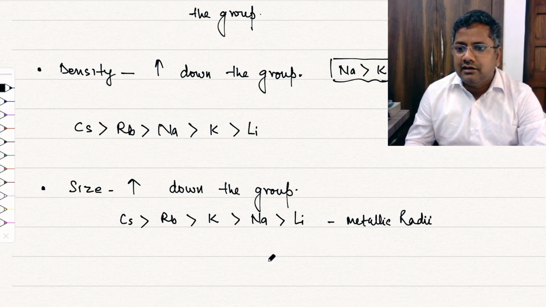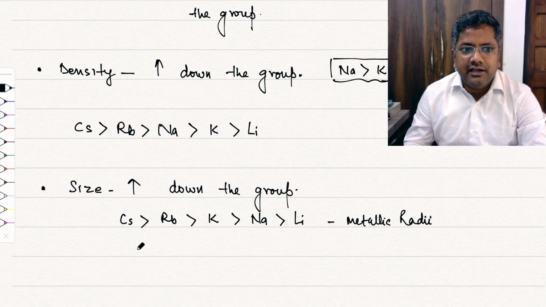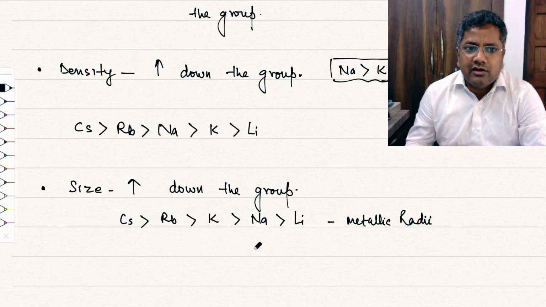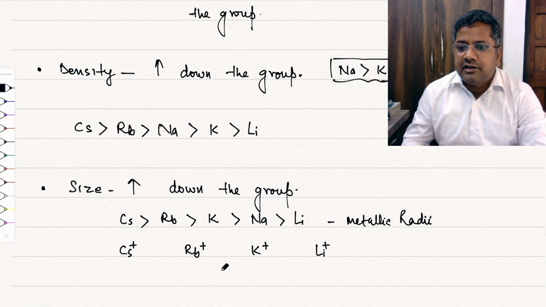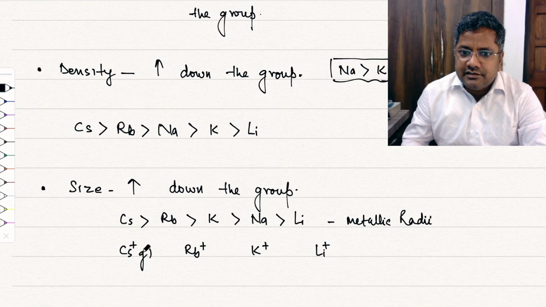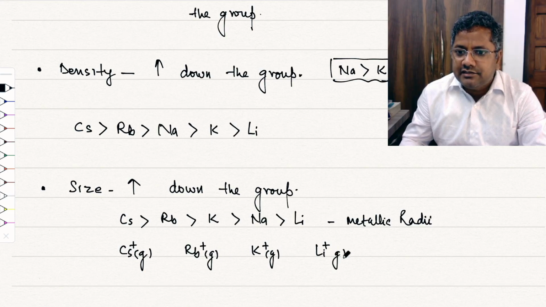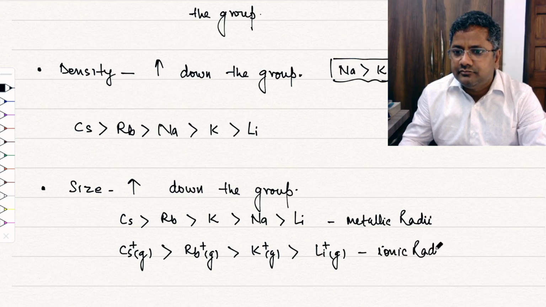But if you take ionic radii, you will have the same order of ionic radii: Cs plus, Rb plus, K plus, Li plus. But remember one thing, this is true in the gaseous phase. If you compare the size of ionic radii, this order you will have in the gaseous phase. So ionic radii in gaseous phase.